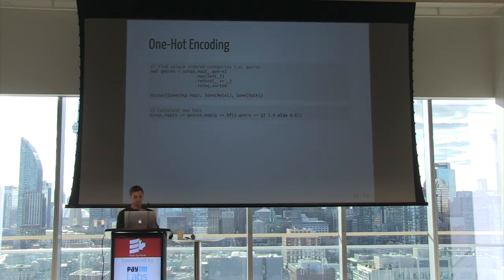So with our list of all the unique genres from the song collection, we're able to produce the one-hot encodings by just mapping over the genres and comparing to each song genre. And yeah, so we get the expected vector encodings.